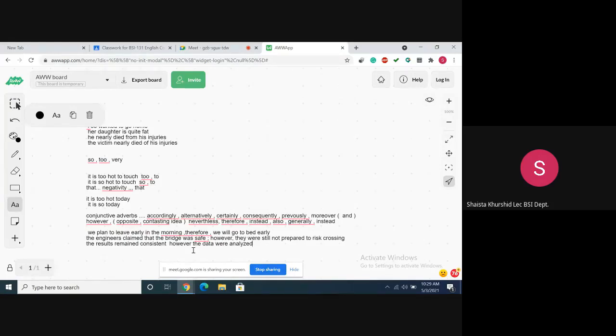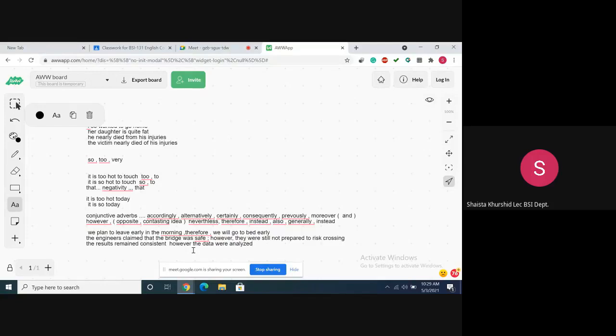In this sentence also, the results remain consistent, however the data were analyzed, it can also be called a conjunctive adverb because it is usually linking two sentences. The results remain consistent, the data were analyzed, and it is joined by one word, that is however. Okay, so I hope it is clear.